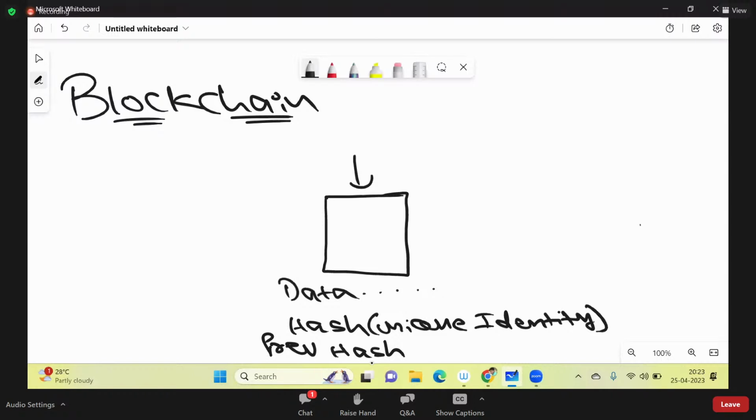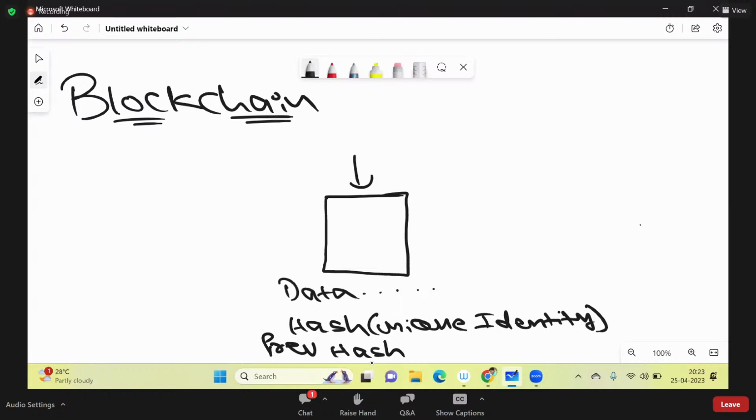Now, this chain will keep on going like this. When you go to the fourth block, again, the fourth block is going to have its own data. It is also going to have its own hash. And the fourth block's previous hash will be what? The third block's hash, which is 456, right? That will become the fourth block's previous hash. So it will become 456 here.